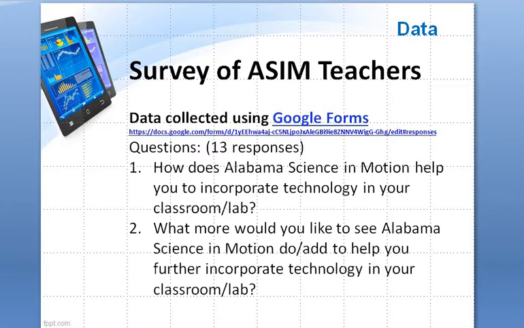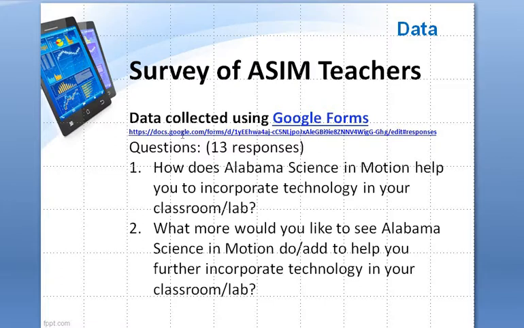Looking at the survey that I gave to the Science in Motion teachers, I collected data using Google Forms. I sent them a link, and I had 13 teachers respond. The questions that I asked were, how does Alabama Science in Motion help you incorporate technology into your classroom or lab? And what more would you like to see Alabama Science in Motion do or add to help you further incorporate technology in your classroom?